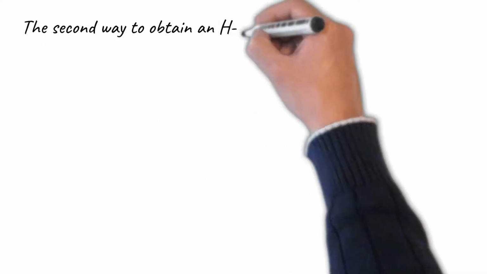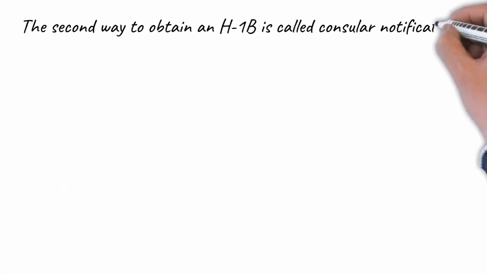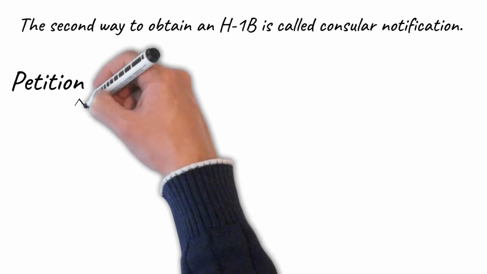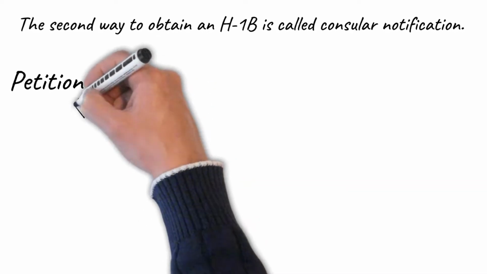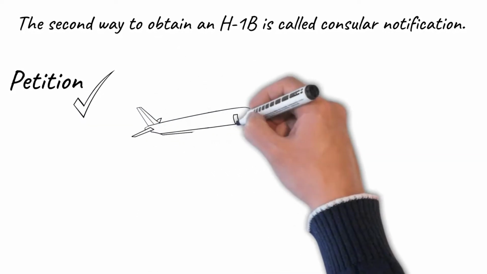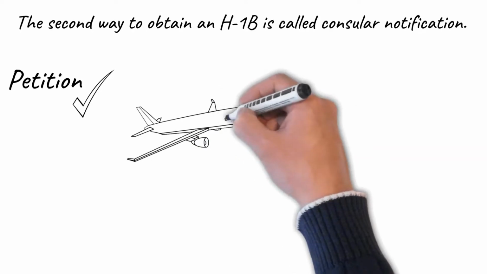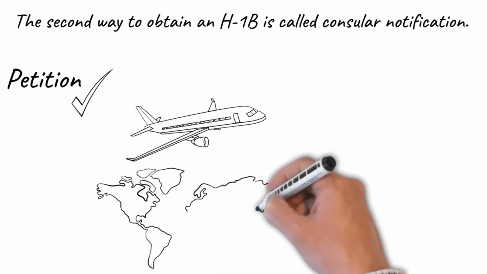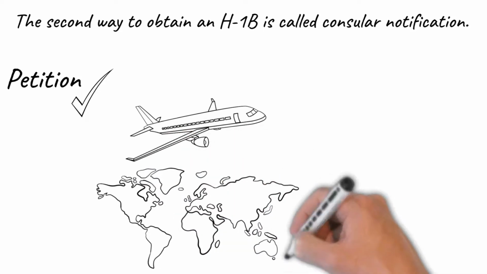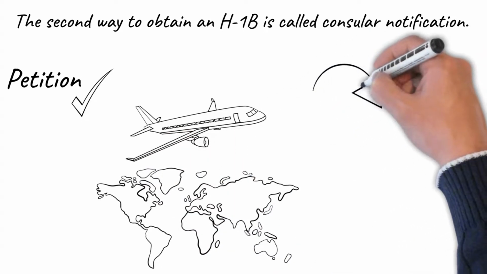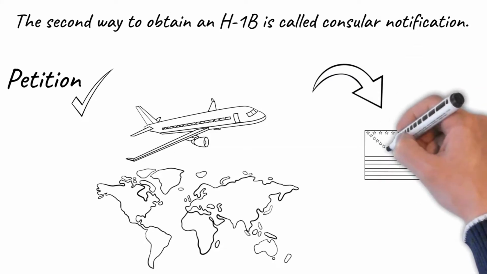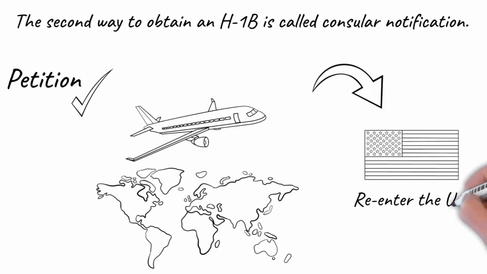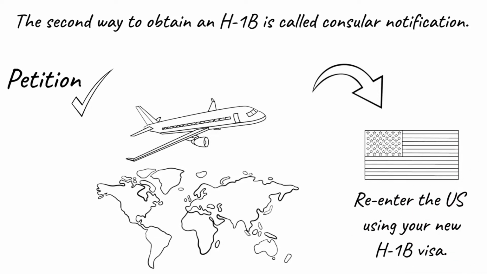The second way to obtain an H-1B is called consular notification. This means that your company will ask for your H-1B petition to be approved, but not activated until you take further steps. Once your petition is approved, you would need to travel internationally, apply for and obtain an H-1B visa stamp at a U.S. consular post, and then re-enter the U.S. using your new H-1B visa. Canadian citizens are visa exempt. They can apply directly at the border or through pre-flight inspection for re-entry in H-1B status.